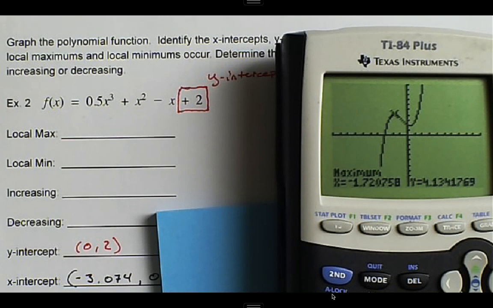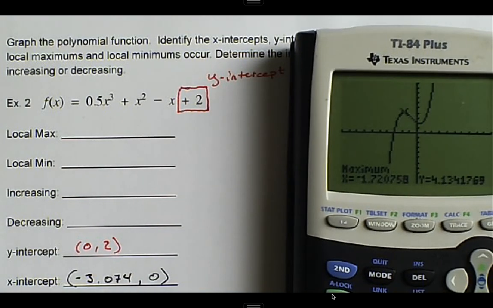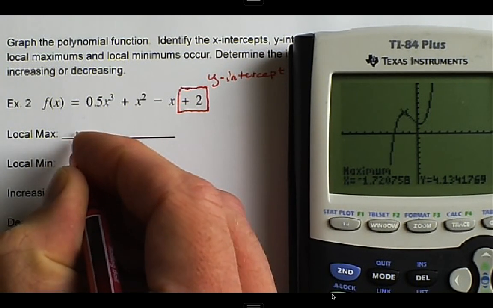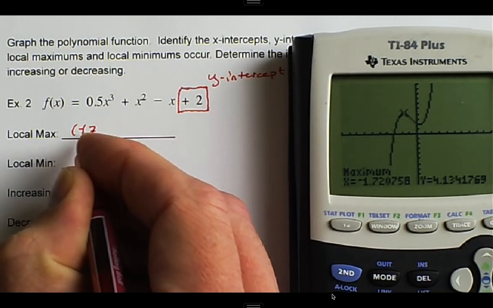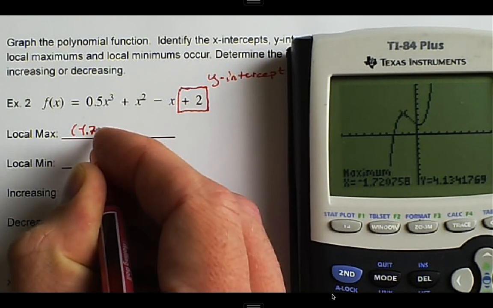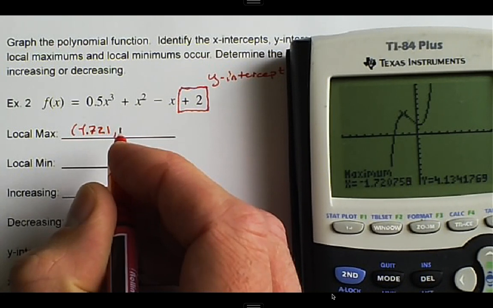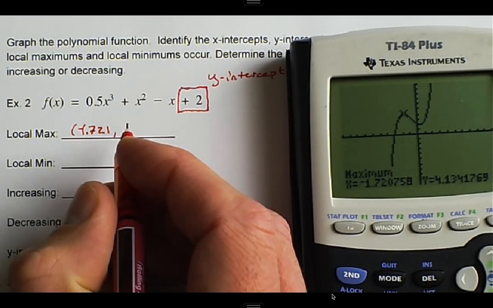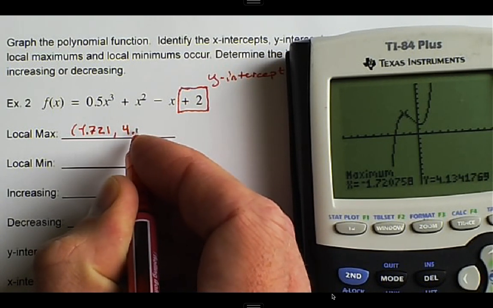And so we have one maximum. And the coordinate for that is going to be negative 1.721. So that's a local maximum. And then we have the y value is going to be 4.134.